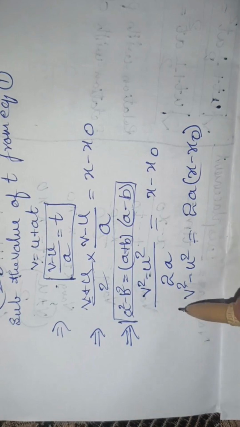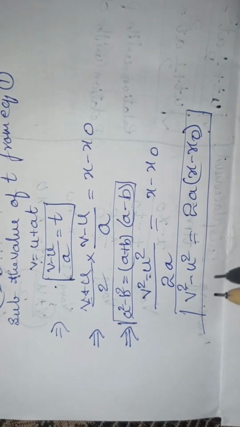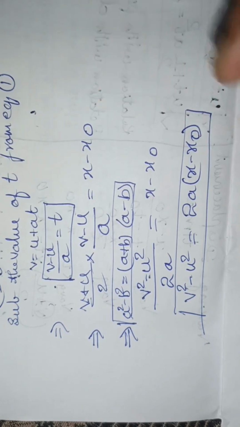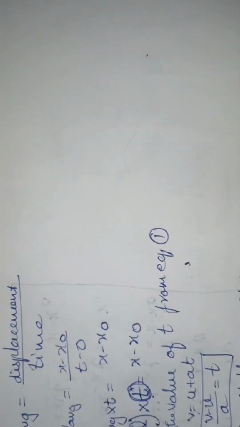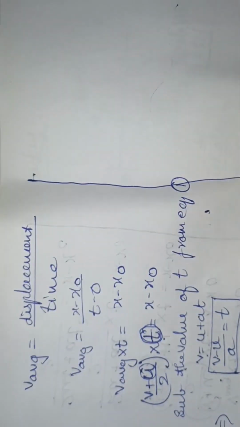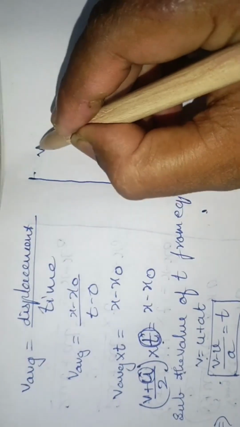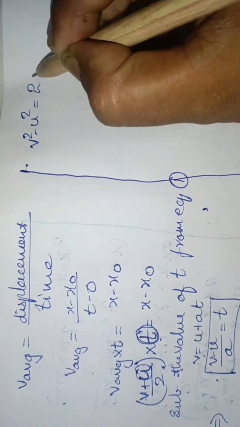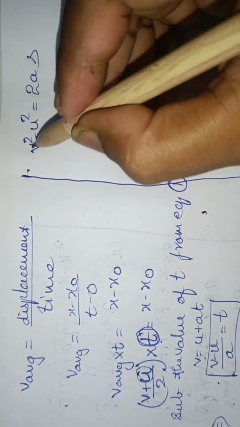This equation is also applicable there. In the other sense, you can write the next set of the equation, that is considered as the v square minus u square is equals to 2 times of a into s.